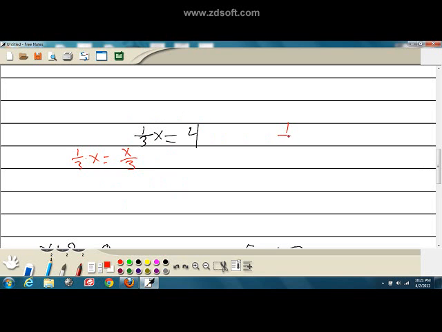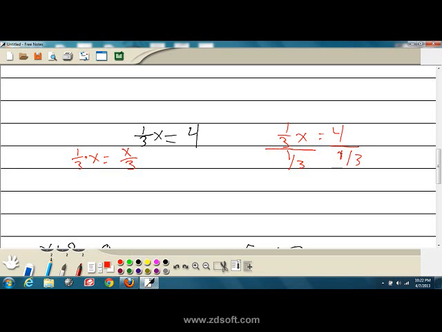So 1/3 x is equal to 4. Well, remember we said they're multiplying, right? So we have to do the opposite of multiplication, which is division. So we're going to divide this side by 1/3 and divide this side by 1/3.